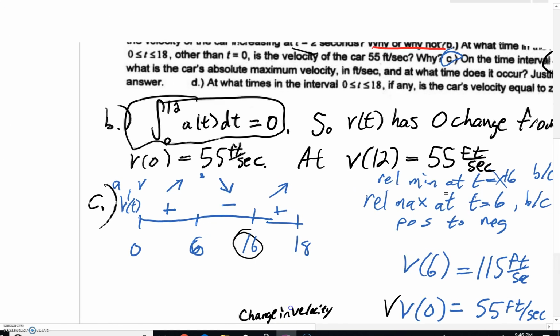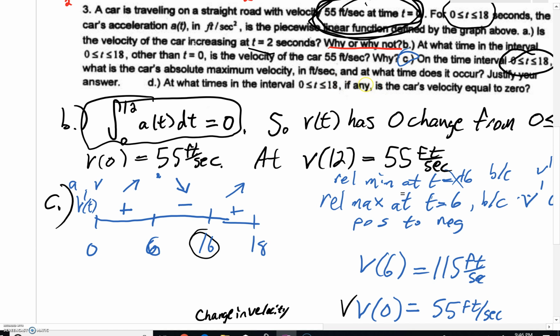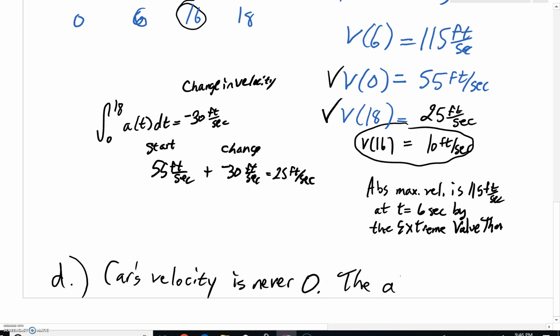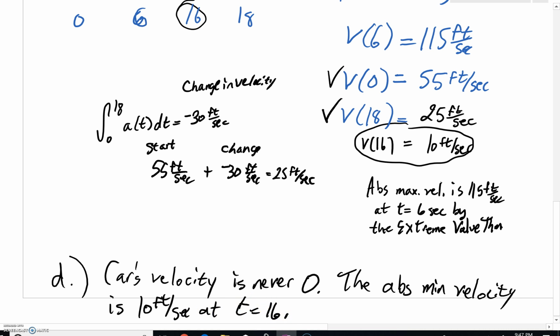The last question is, at what time, if any, is the car's velocity equal to 0? Well, here's part D. The car's velocity is never 0. The absolute min velocity is 10 feet per second at t equals 16. And that's the end of the problem.